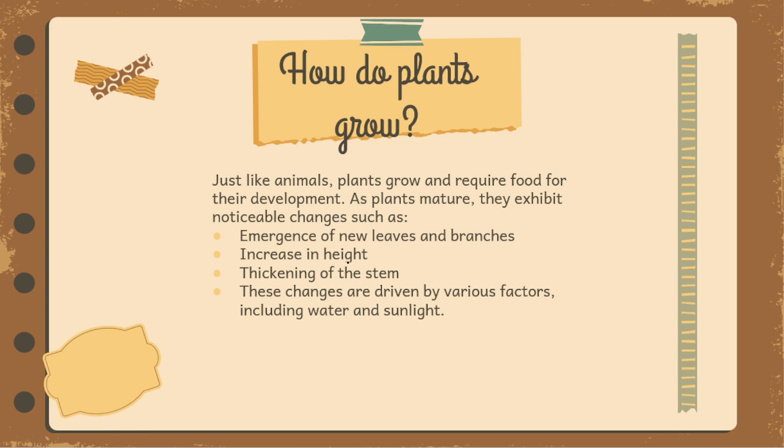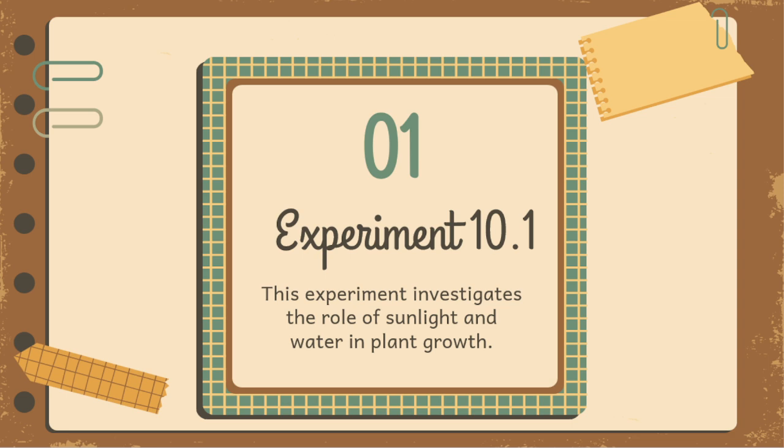Plants, just like animals, show some noticeable changes like emergence of leaves, increase in height, thickening of stem. These are the indicators that plants are growing. Now, plants are motivated by some factors that include water, sunlight, etc., which help them to grow. Now, let's learn the role of water and sunlight through an experiment.